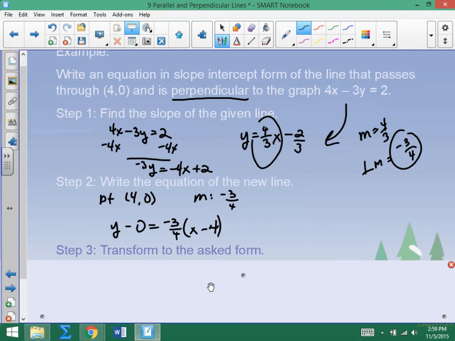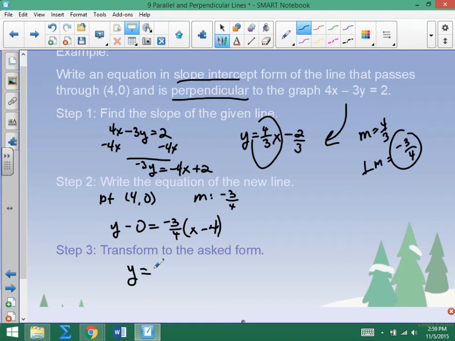Okay, it was asked for in slope-intercept. So lastly, let's transform to that format it was asked to be written in. So let's simplify y minus 0 to just y and distribute our -3/4.